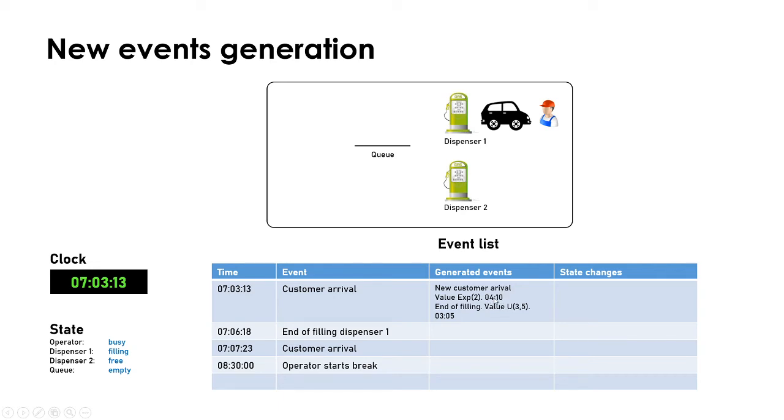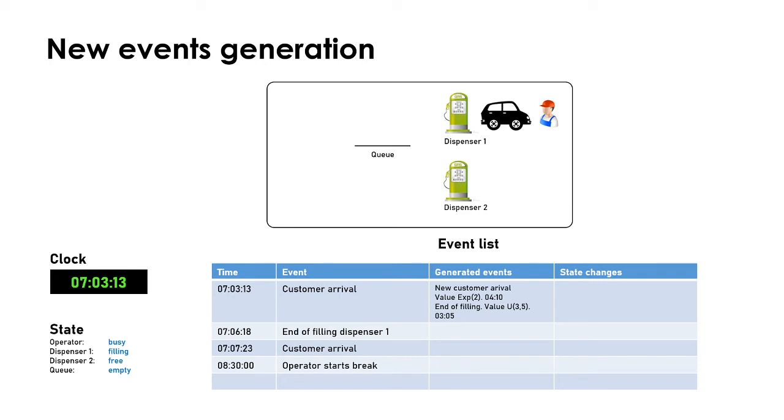So if we add these two values, these two times, to the current time, we have these other times, which are the end of the filling of dispenser 1 and the customer arrival corresponding to the second customer in our system. So now we've moved the clock to this point, and we've generated the two next events to happen.